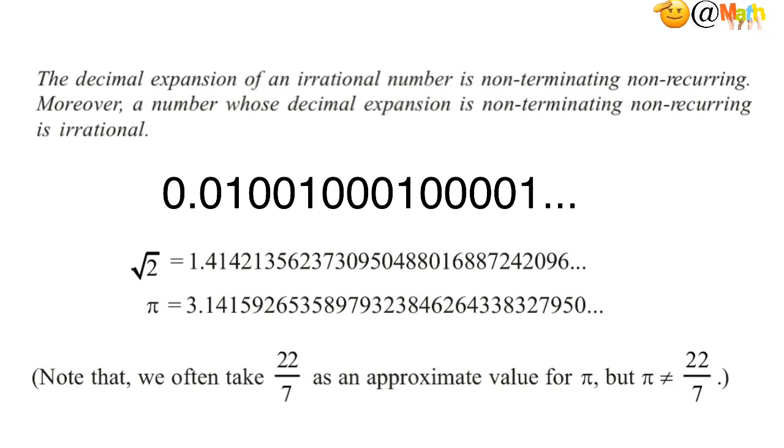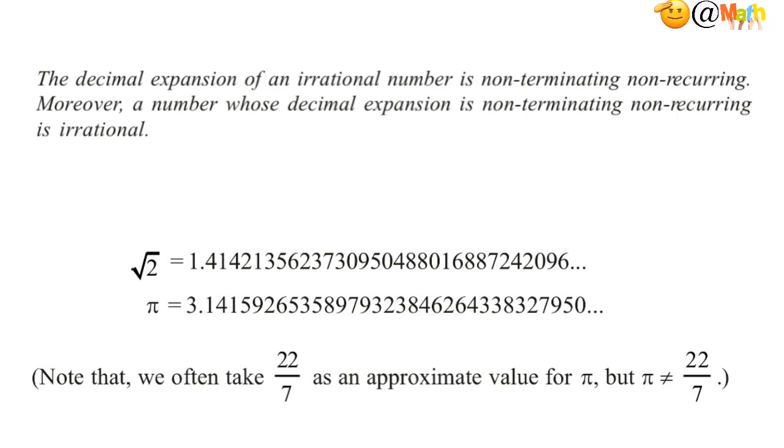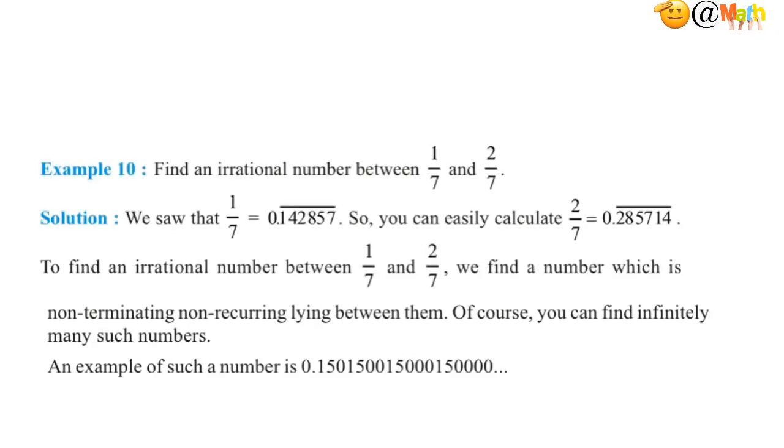We often take 22 by 7 as an approximate value of pi, but pi is not equal to 22 by 7. Our next question is to find an irrational number between 1 by 7 and 2 by 7. Let us see. The decimal expansion of 1 by 7 is 0.142857 recurring, and 2 by 7 is 0.285714. In between, we have to find an irrational number. Of course, we can find infinitely many such numbers. An example of such a number is 0.15015001500.